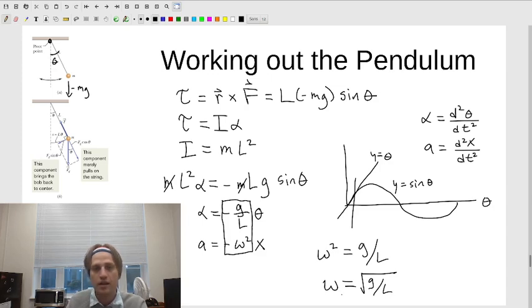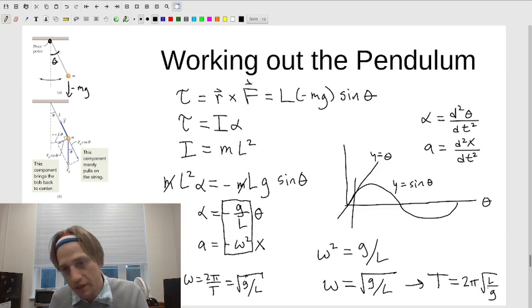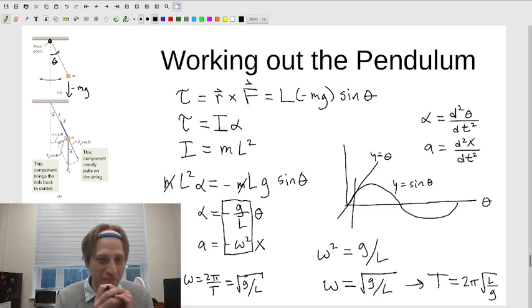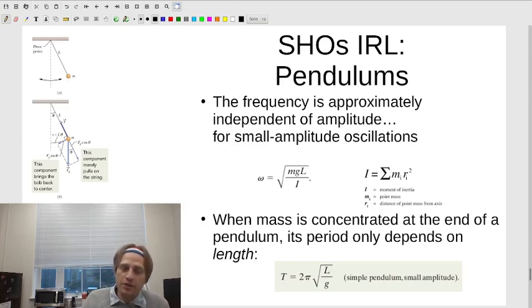So, kind of a surprise, the period here, okay, omega equals 2 pi over the period, equals square root of g over L. So, if we want to use that, we have essentially that our period is just 2 pi times the square root of L over g. So, what does this mean? g is just that 9.8 meters per second squared. The period of a pendulum just depends on its length, nothing else. That assumes, of course, that the mass of the pendulum is all right at the end. Okay, so we put in all of our approximations, and then we said when a mass is concentrated at the end of a pendulum, its period only depends on its length.